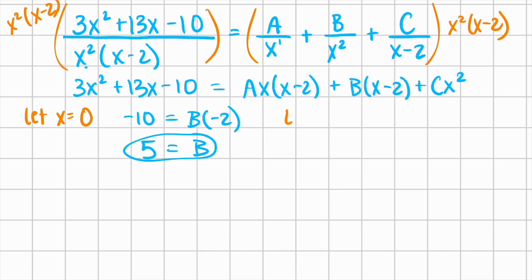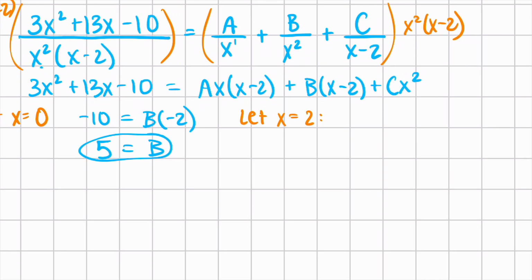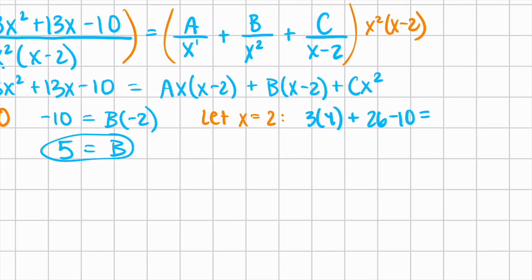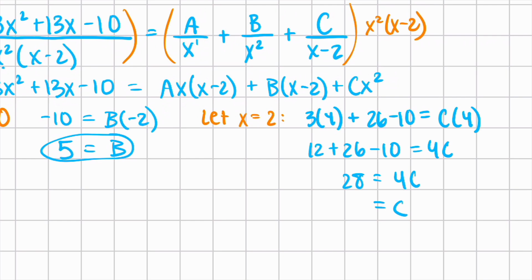I'm also going to let x equal 2. That is going to isolate the c term. So I'm going to get on the left side of the equation 3 times 4 plus 13 times 2, which is 26, minus 10, equals, my a term and my b term cancel, so I get c times 4. From there, let's see, I have 12 plus 26 minus 10 equals 4c. That's going to be 38 minus 10, which is 28, equals 4c. So we get c equals 7.